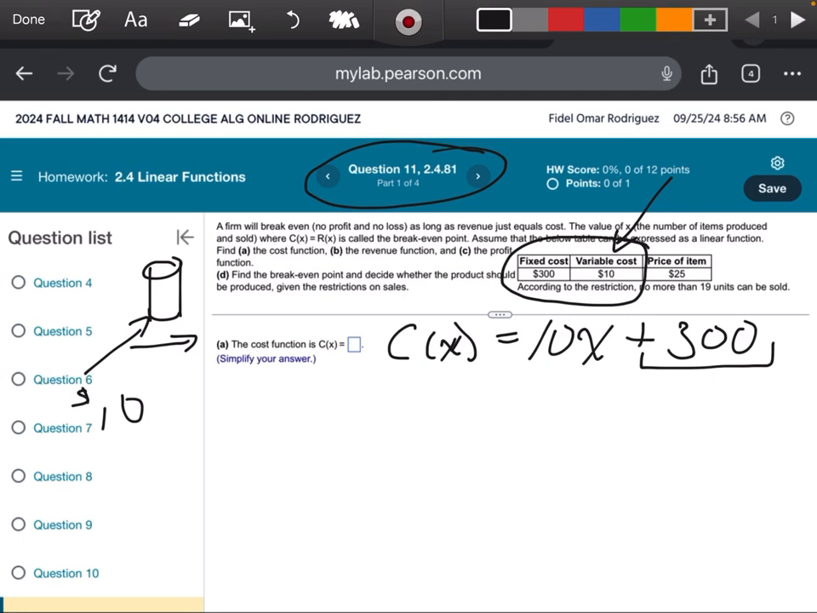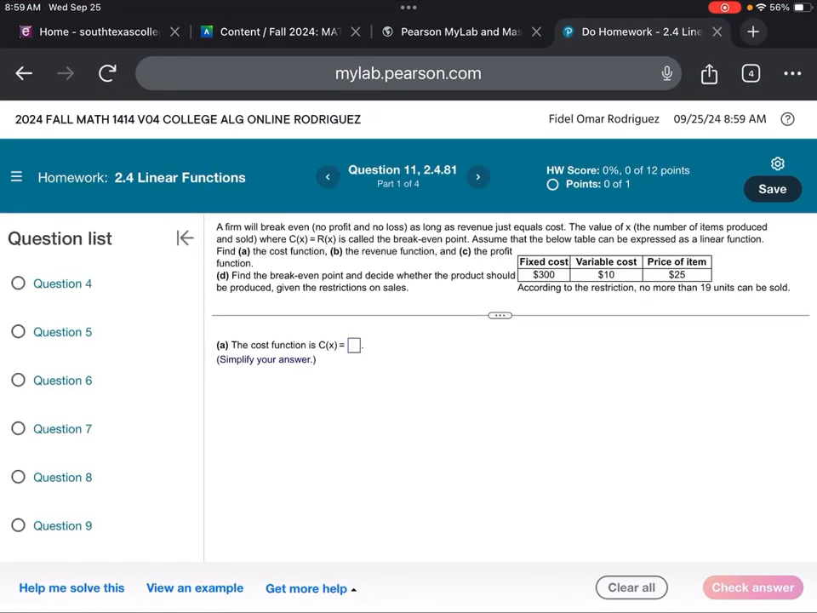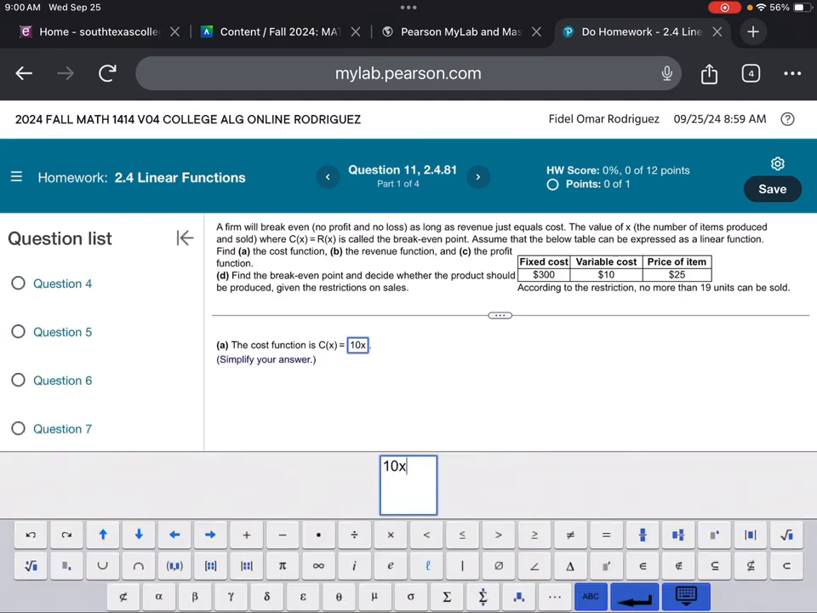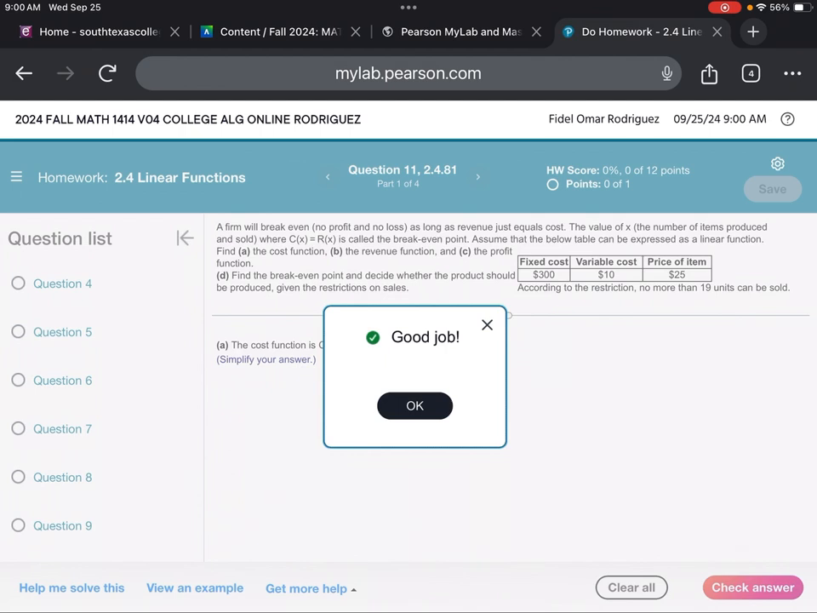Okay. So now let me come back to my problem here, and let me go ahead and just enter that in. I'm going to enter in 10 with an X, and then we had plus. Let me see if I can find the plus. Is there a plus right here? Boom, plus. And then we had 300, right? Okay, let's check that, and we got it.